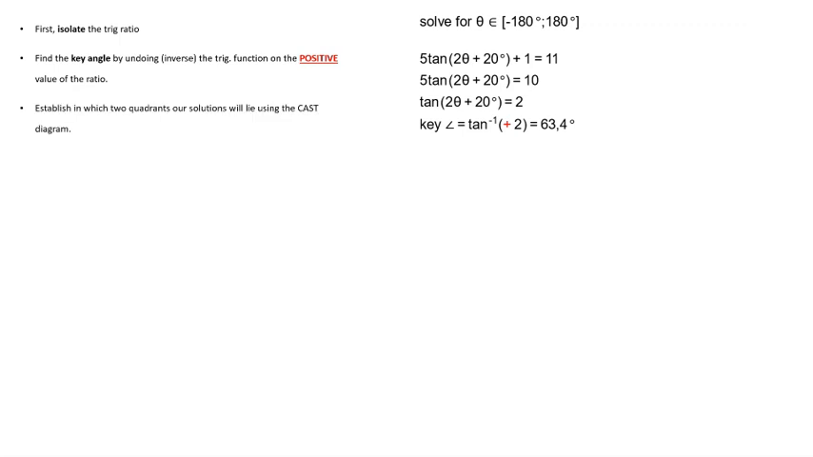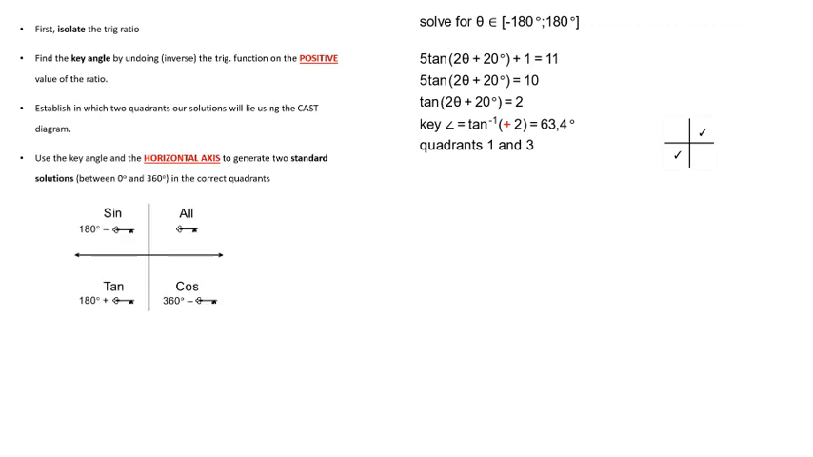Next up, we establish in which quadrants we want our answers to be. Well, tan is positive in quadrants 1 and 3. Next up, we're going to use the horizontal axis to generate our 2 standard solutions between 0 and 360. So we want to be in quadrant 1, that is just 0 plus our key, or just the key, or in quadrant 3, 180 plus the key. So those are our 2 answers.